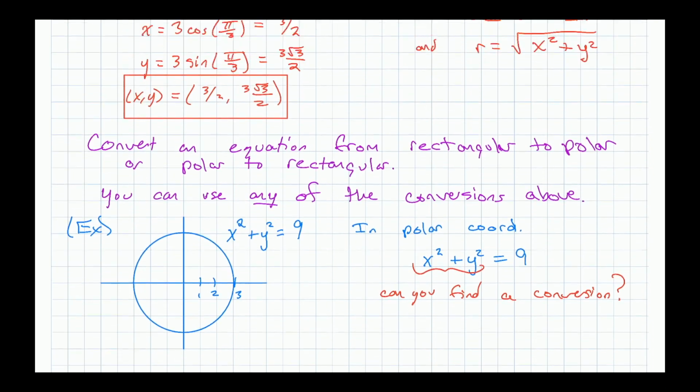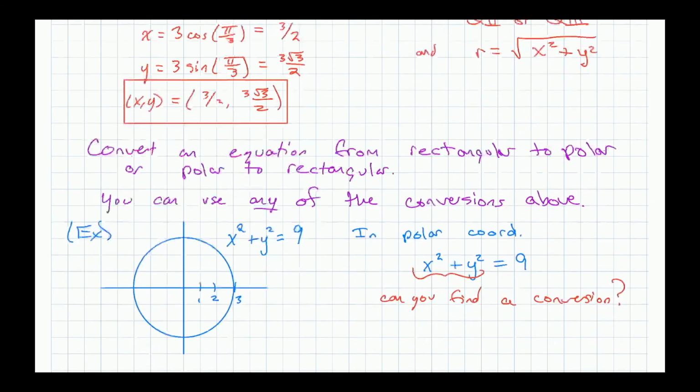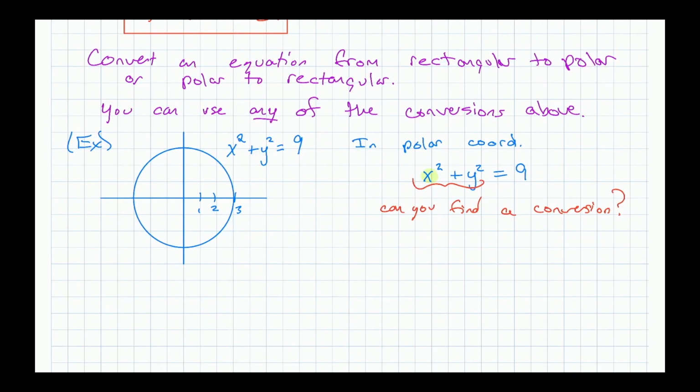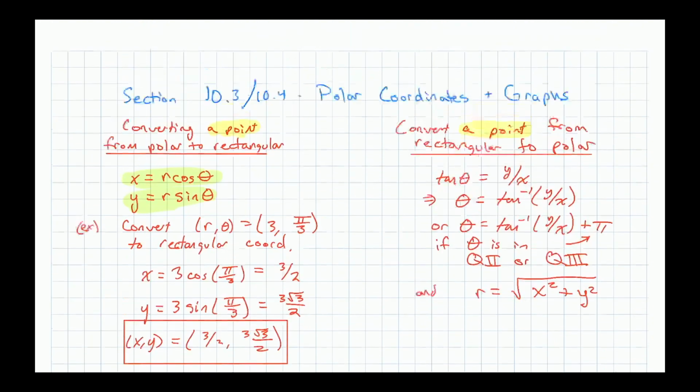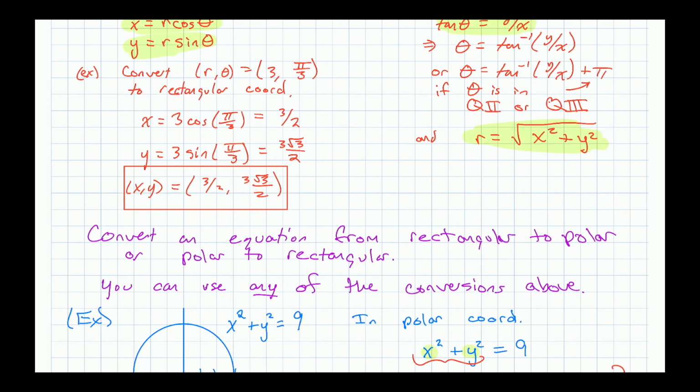And what are your choices? Your choices for conversion factors are just what we have up here. You've got this one and this one. You can use those: x is r cosine theta, so you could put that in for x, and you also have one for y, so you could put that in for y. That's fine. But you also have this one over here. Another way to write this last one is r squared equals x squared plus y squared. You can also write it that way.